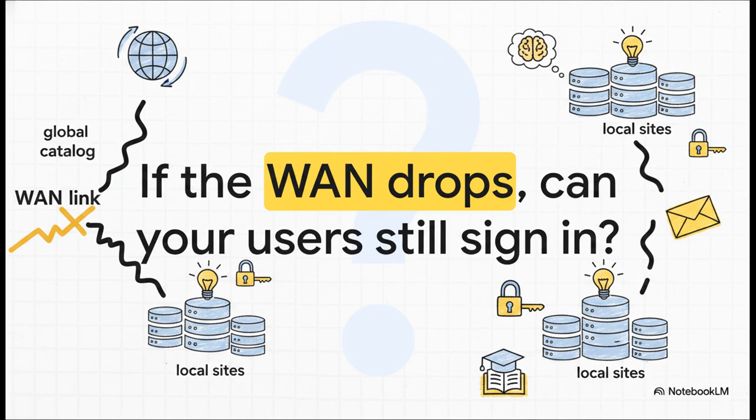I'll leave you with this provocative thought to consider regarding your own production environment. If your local site's WAN link were to go down right now, at this very moment, does a local global catalog exist to keep your users successfully signing in and your mail continuously flowing? Take the time to evaluate your architecture, master this concept, and you'll be fully prepared for both the AZ-800 exam and the realities of enterprise IT.